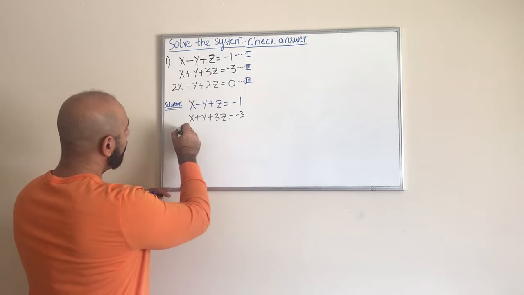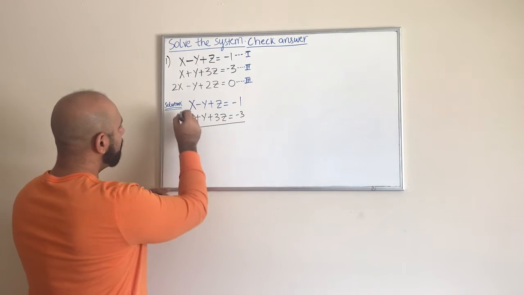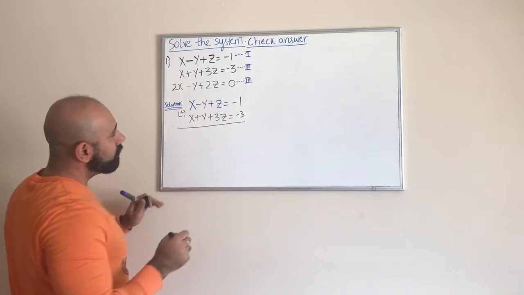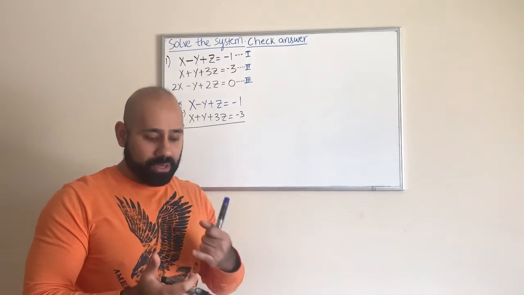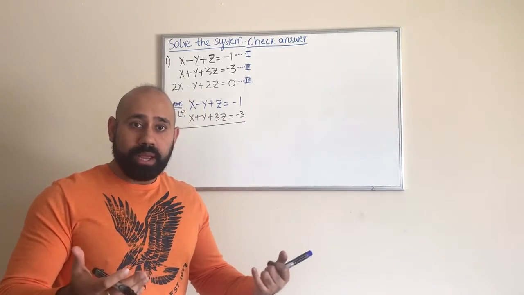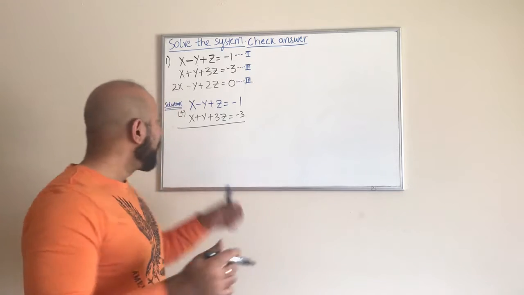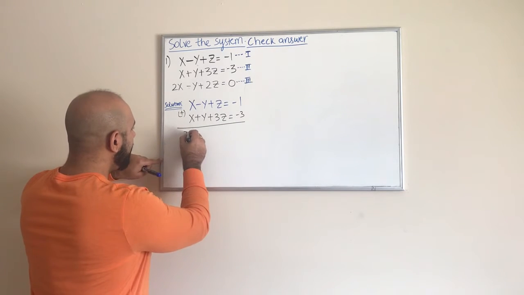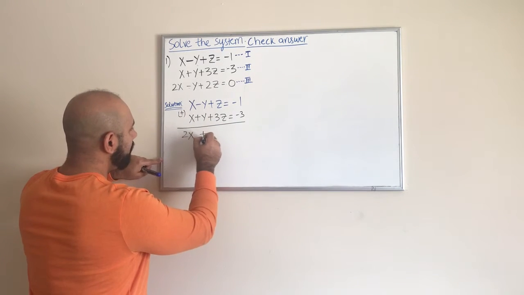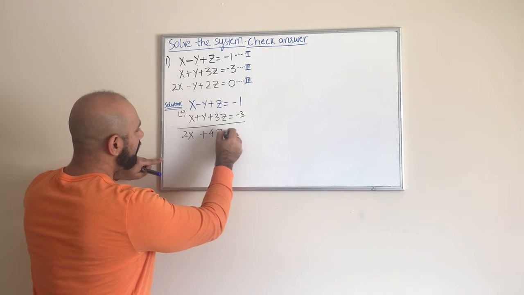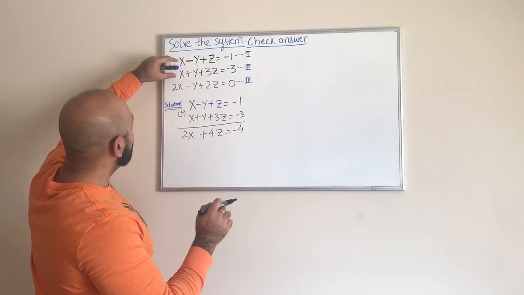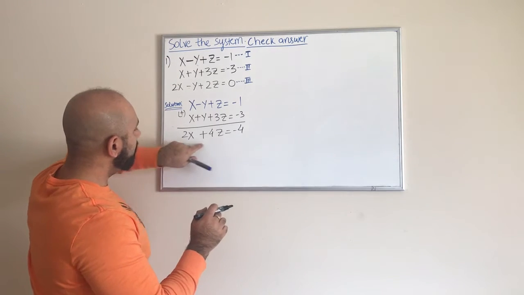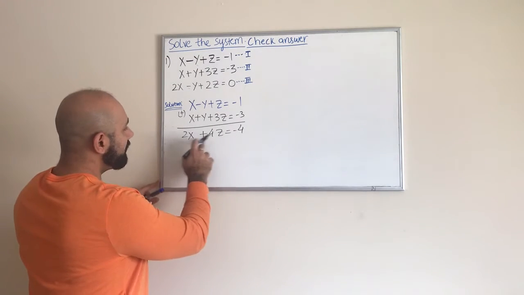Okay, so if I add these two, see what happens. Guys, you already know that we are allowed to use any basic mathematical operation, whether you want to use addition, subtraction, multiplication, or division. So here I get 2x, the y's cross out, and if I add these, I get 4z, and when I add these two, I get -4. That is my first two equations transformed, and it becomes this equation in terms of x and z.